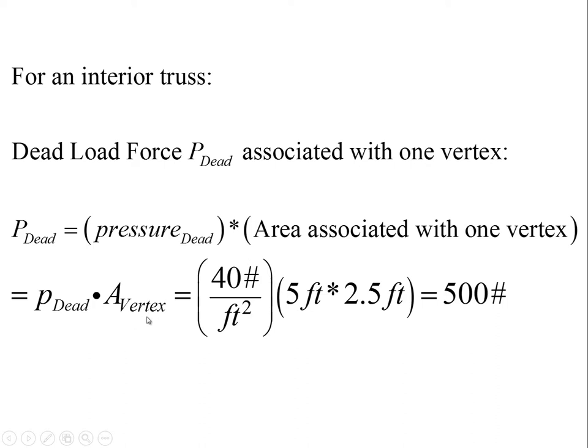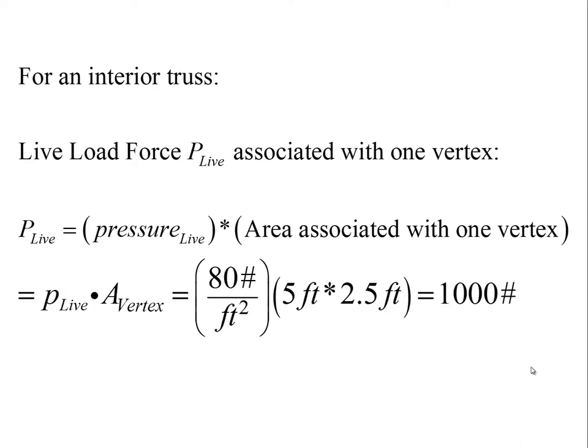The area associated with one vertex is 5 feet times 2.5 feet. And when we multiply all that together, we get 500 pounds. We can do the same calculation for the live load on one vertex of the interior truss, except we'll size, and excuse me, I should go back.